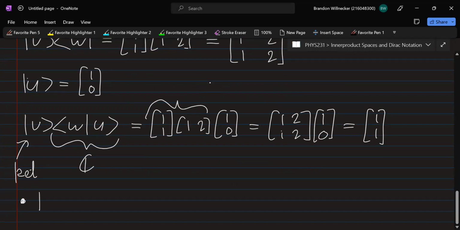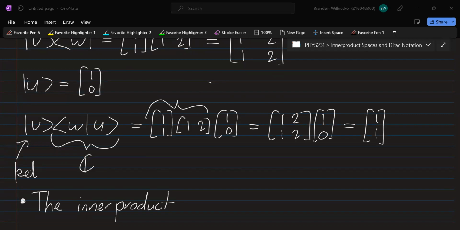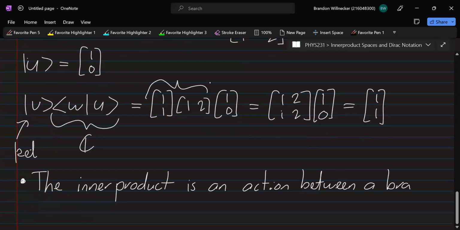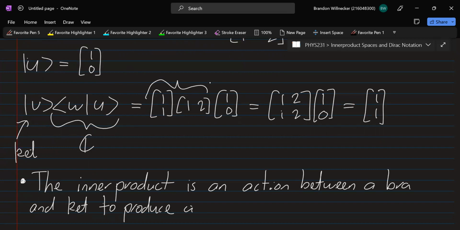So just a note, the inner product is an action between a bra and a ket, with the bra on the left-hand side and the ket on the right-hand side, to produce a complex number.